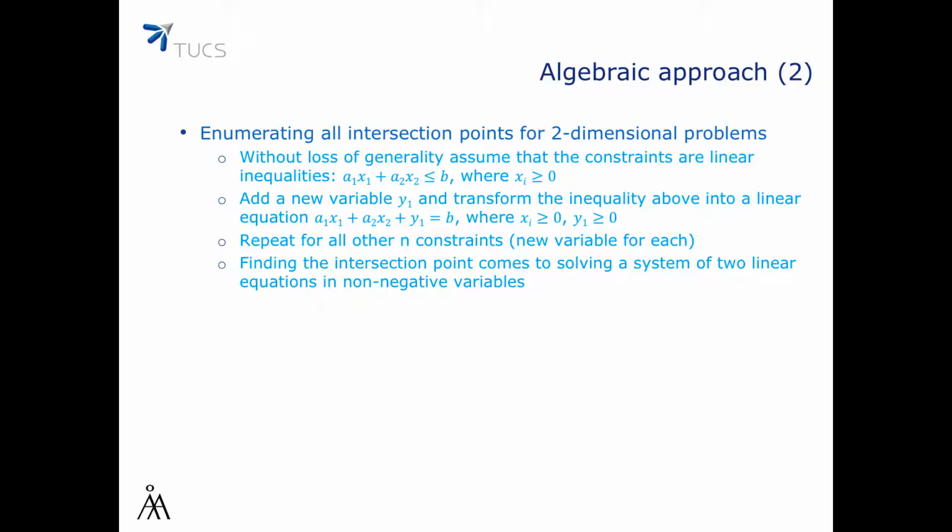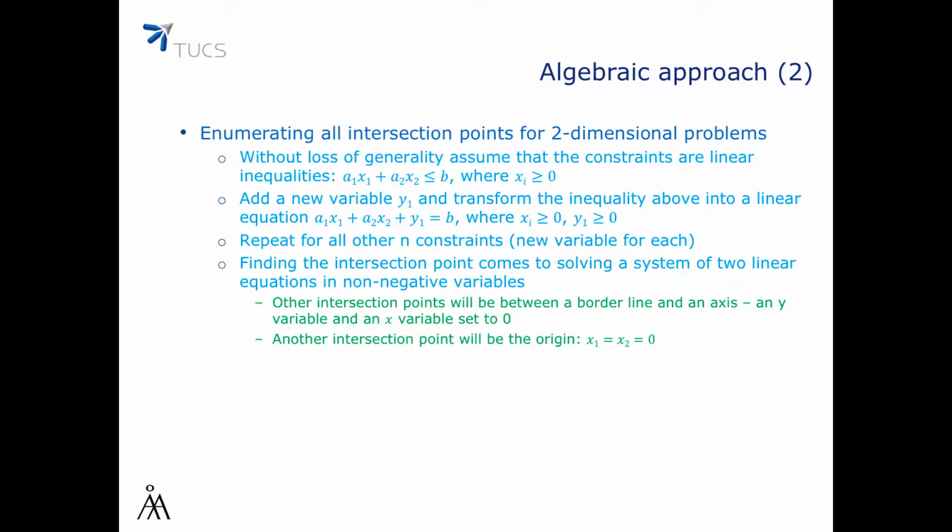Some intersection points will be between two constraint lines, meaning where the y variables are 0. But other intersection points will be between a constraint line and a coordinate axis, meaning that a y variable and an x variable will be set to 0. And finally, obviously, an intersection point will be the origin, in other words, the point where both x1 and x2 are equal to 0. So in other words, for any pair of variables, we set the pair to 0, and then we solve the remaining system of n equations with n variables.